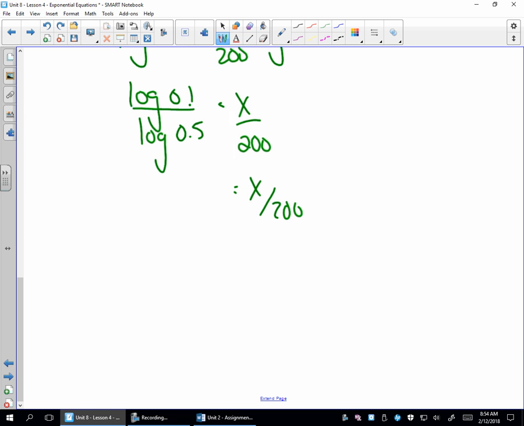I got 3.3219 dot dot dot, times it by 200, and you should get approximately 664.39 years. So again, the standard way of solving a half-life question. We can use logarithms now to find unknown times.